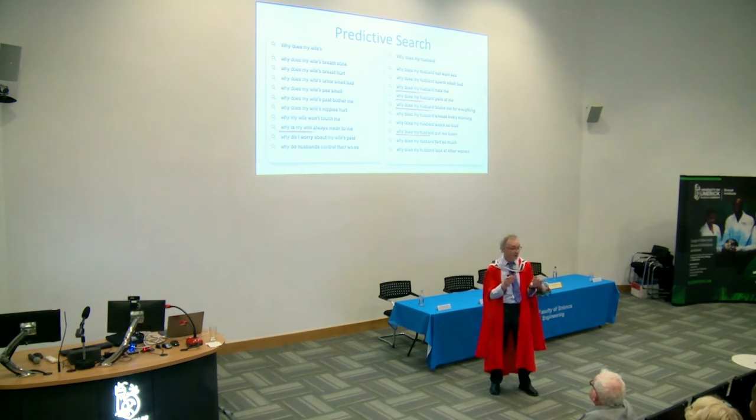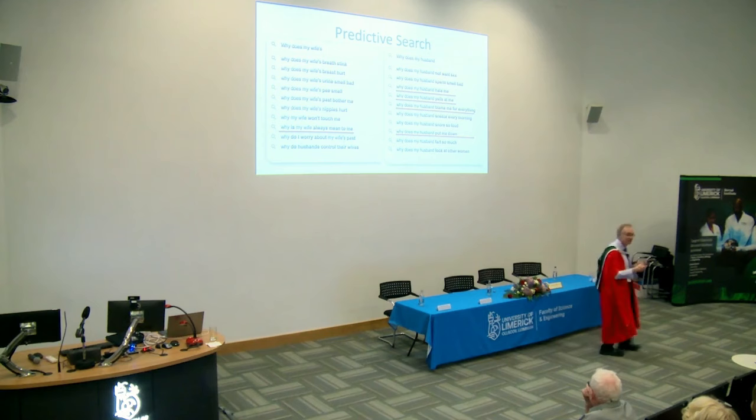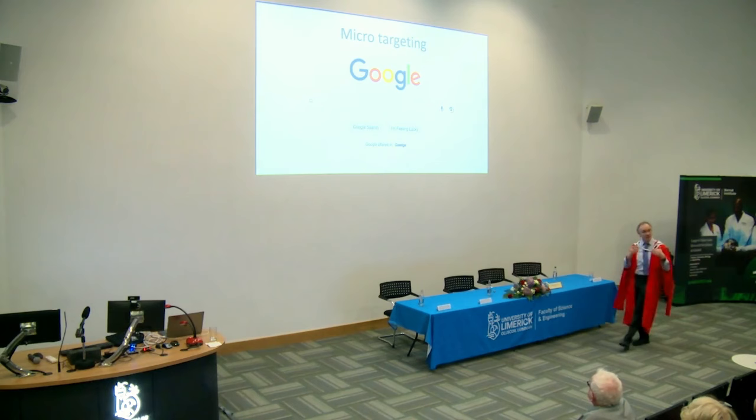Some of these are quite negative, especially men. We do sign up are quite angry, especially with our wives. And this leads to micro-targeting. We're telling Google all sorts of things about ourselves. We're telling Google things we would never tell other people, and this information is going to be used against us.